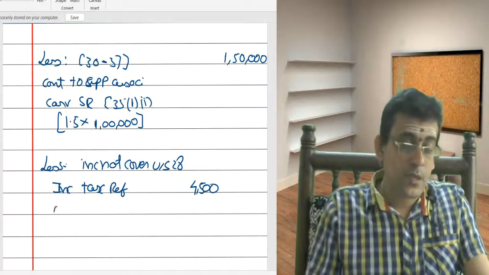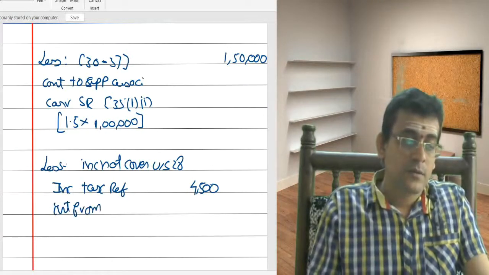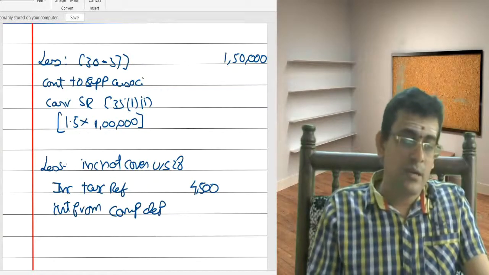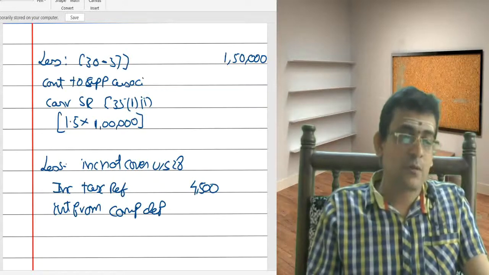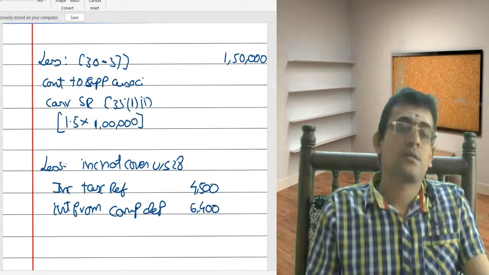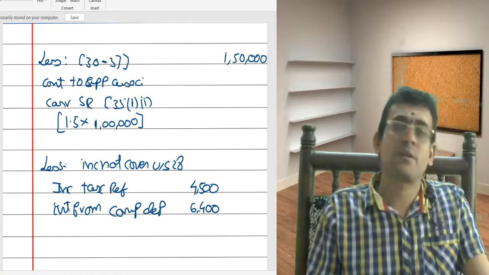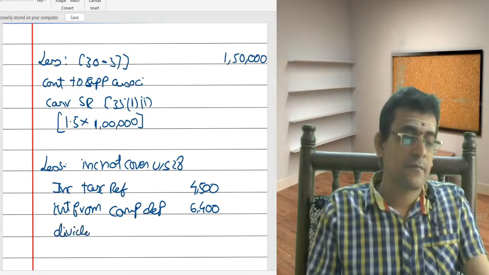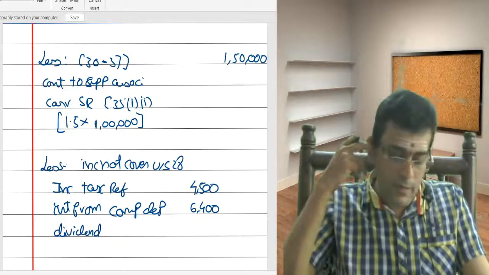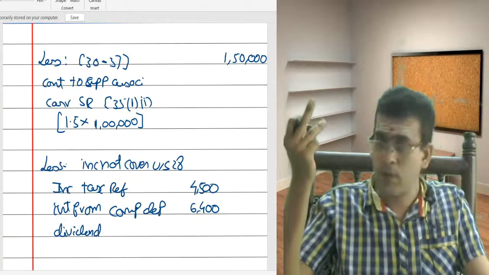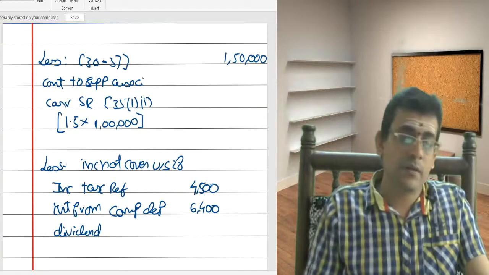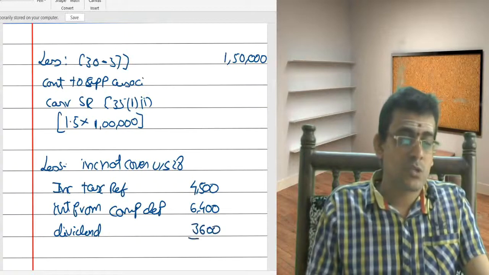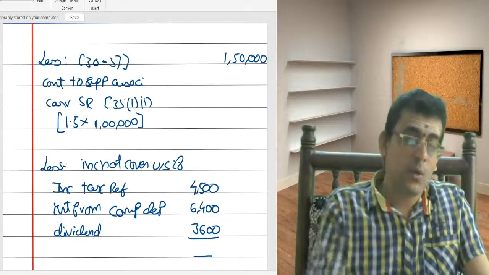Then what else? You are receiving interest from a company deposit. You had made a deposit in a company and you are getting some sort of interest. So ultimately, interest from company deposit you are getting. Here, 6,400 is the value, which is nothing but the interest which you are getting from the company's deposit. Then you are receiving some sort of dividend. We know very well dividend is exempt from tax under section 10 subsection 34. So the entire amount of dividend is not at all your income. What is the amount of dividend there? 3,600 is the amount. So this total I need to consider in my outer column.